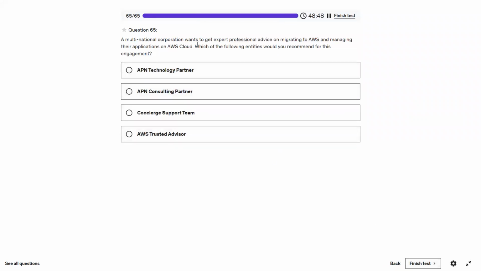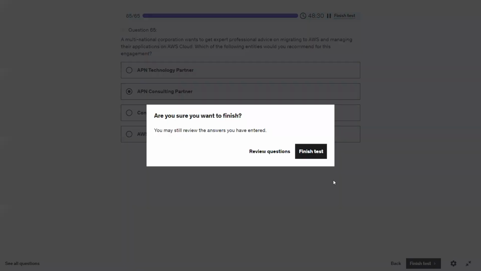A multinational corporation wants to get expert professional advice on migrating to AWS services. Which of the following entities would you recommend? They want professional advice, so it's the consulting partner. Trusted Advisor is not a consulting partner basically. So finish the test.